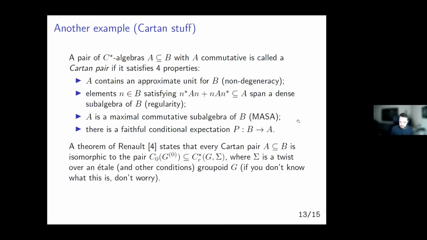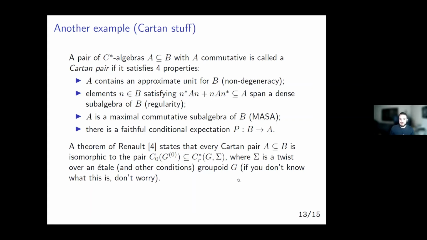So the theorem of Renault says that every Cartan pair is isomorphic to a pair given by the inclusion of the continuous functions on the unit space of a groupoid into a special kind of groupoid C-star algebra. And I've got an extra term in here, this sigma, and sigma is going to be a twist over an étale plus other conditions groupoid. If you don't know what this is, also don't worry. It's like a complex line bundle over the groupoid, and you can still build a C-star algebra out of this. But for a lot of these conditions, this sigma part actually disappears. It's completely trivial, and you just get the reduced groupoid C-star algebra.